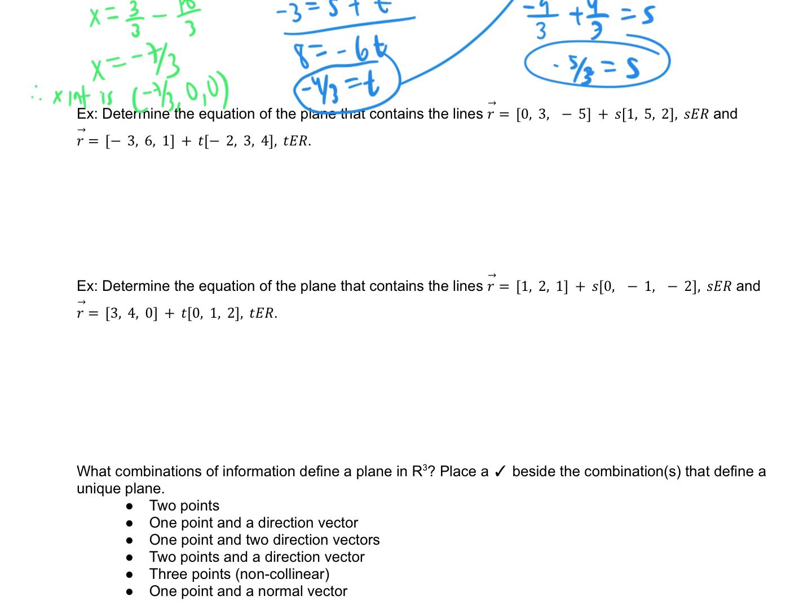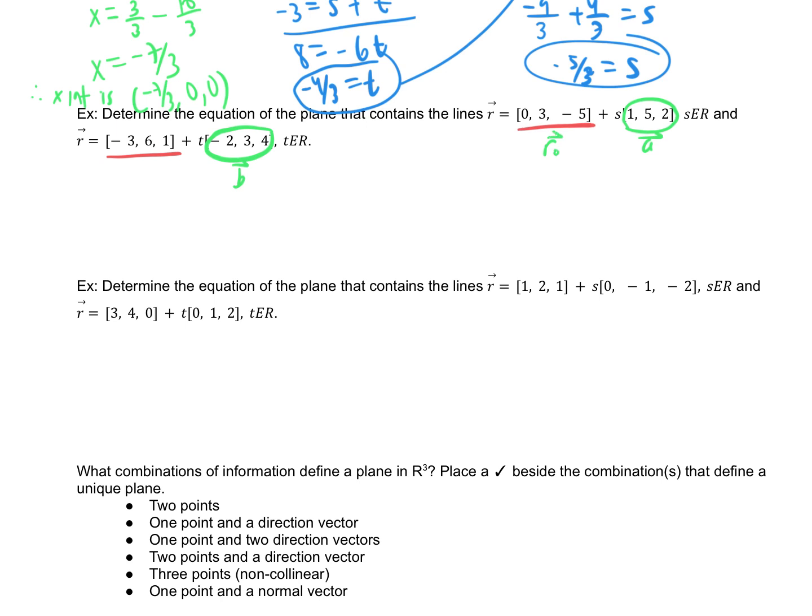Next, determine the equation of the plane that contains these two lines. Well, if you know that the plane contains these two lines, you have two direction vectors and you have 2 points that you can choose from. I need both of the direction vectors, so I'll label this one as vector A, vector B, and then I get to pick which of those points I want to use. I'm just going to use the first one.